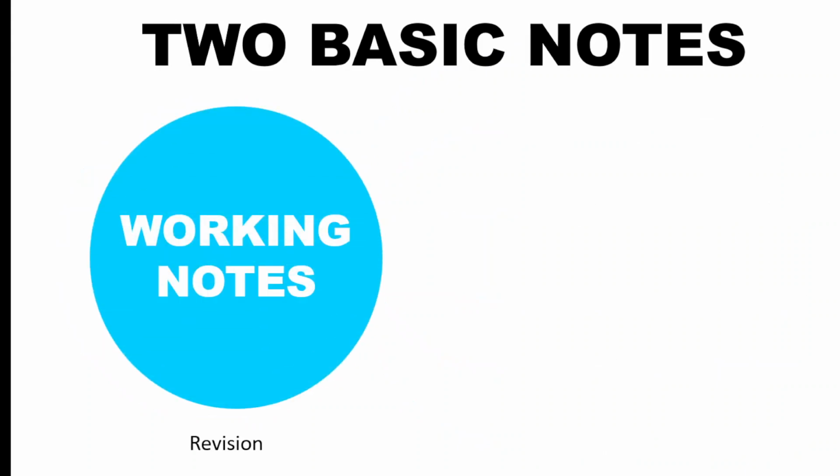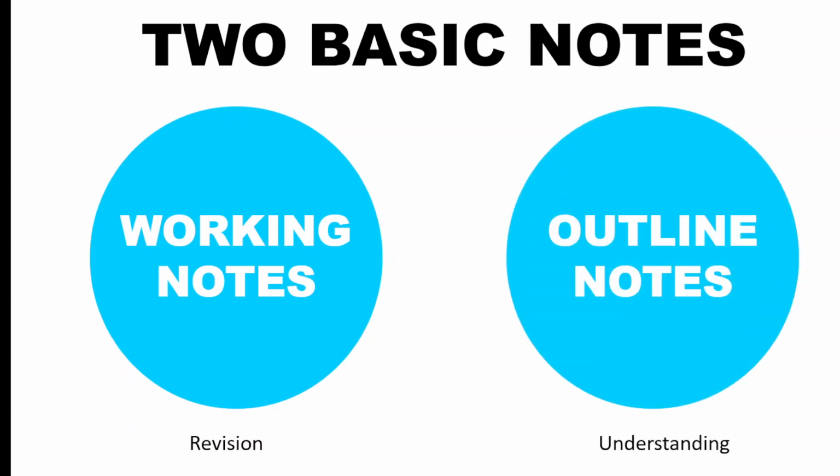So, let's start. What are the two basic types of notes that you have to make? Working notes. These are used for revision. They are shorter in length in comparison to your outline notes. Those are basically for your understanding. You write almost everything in your outline notes, and you write only the essential parts in the working notes.